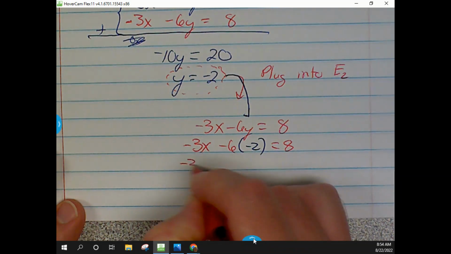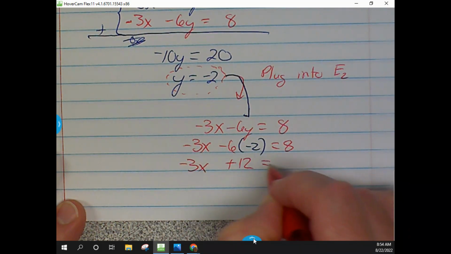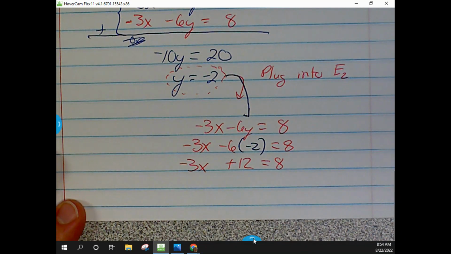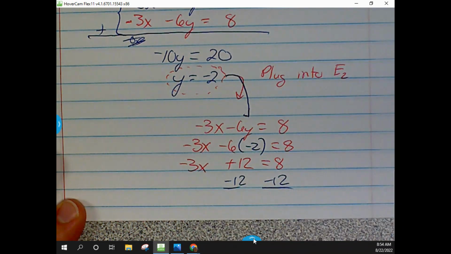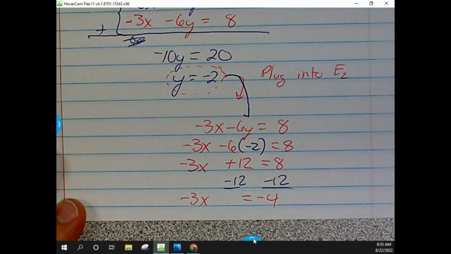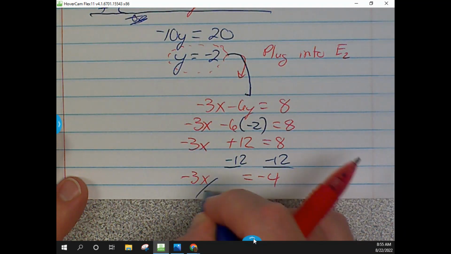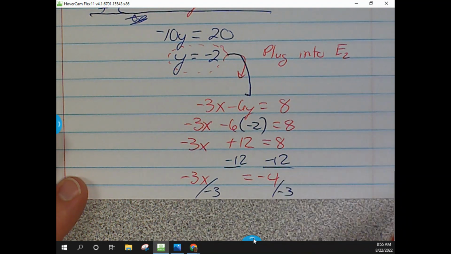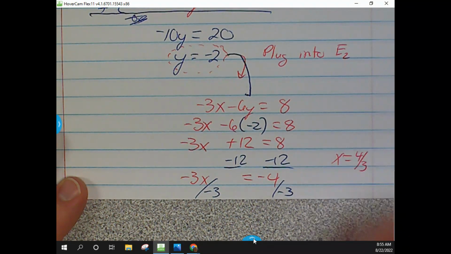All right, so that's -3x. That's going to be a plus 12 equals 8. We're going to subtract 12. And at the end, somebody's going to say, well, hey, wait, that's not a whole number. No, it's not, because we're going to divide by -3. That means x is going to be a positive 4/3.